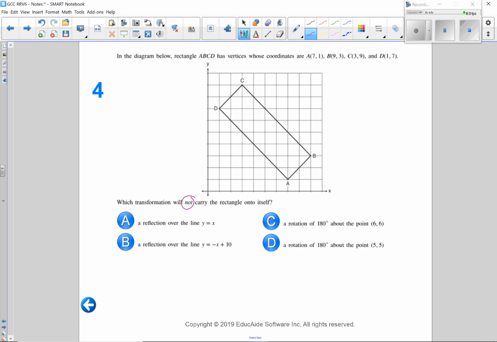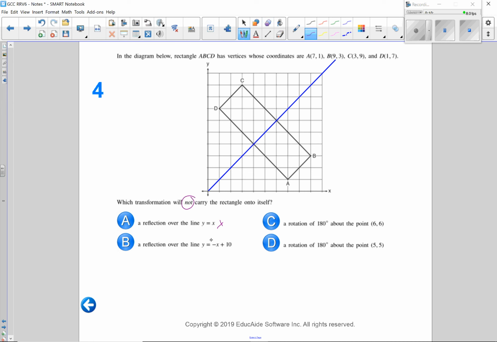A reflection over the line y equals x. Let's sketch that one out. So y equals x, that's going to be this line here. If I was to reflect over that line, C would go to B, D would go to A, A would go to D, and B would go to C. That's going to look exactly the same as it started. So it is, in fact, going to transform onto itself. So can't have that one. That one's out. Just put a little X next to that one.